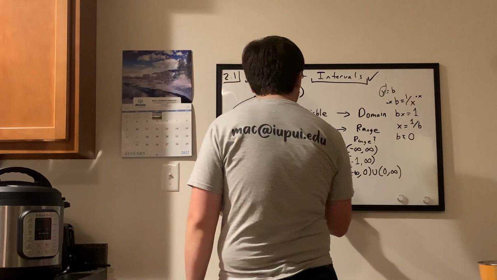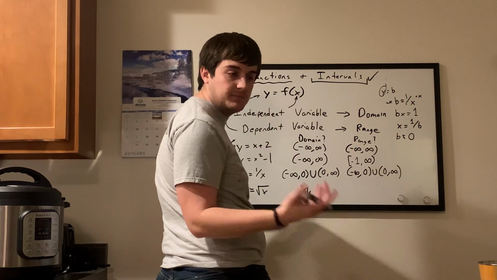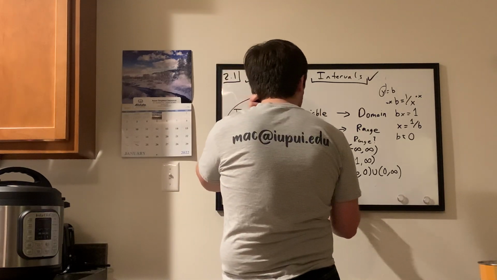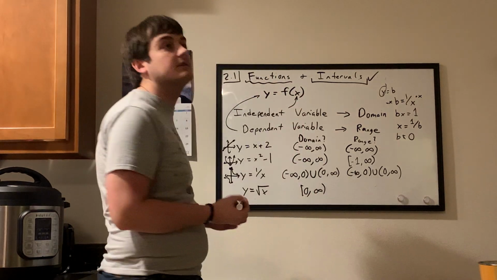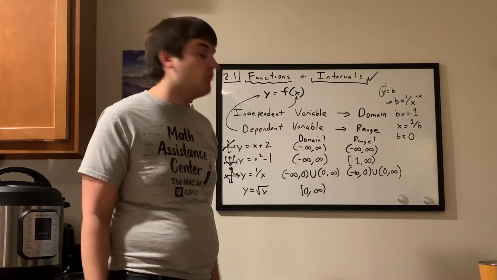So I can include 0, and everything else, any positive number is okay. So I'm going to put infinity. So this ends up being the domain of my function. Great. Now, what about the range?